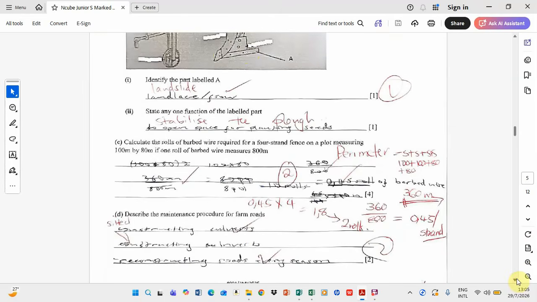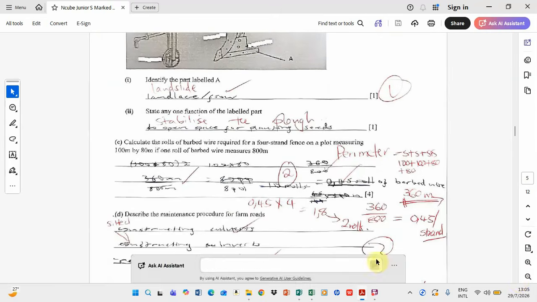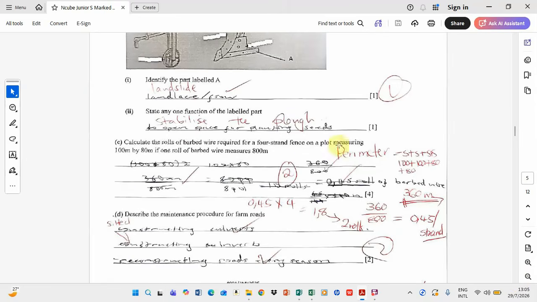It is for stabilizing the plow. That's the function, to stabilize the plow or to keep the plow in the furrow as you are plowing, right? And then you're supposed to calculate the rolls of barbed wire required for a 4-strand fence on a plot measuring 100 meters by 80 meters if one roll of barbed wire measures 800 meters.